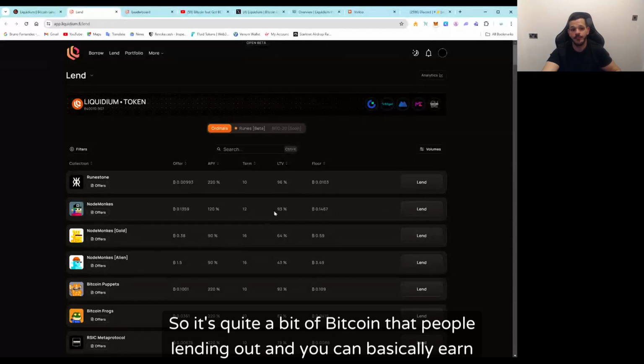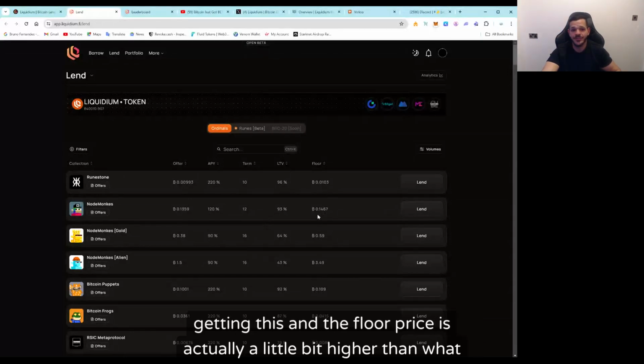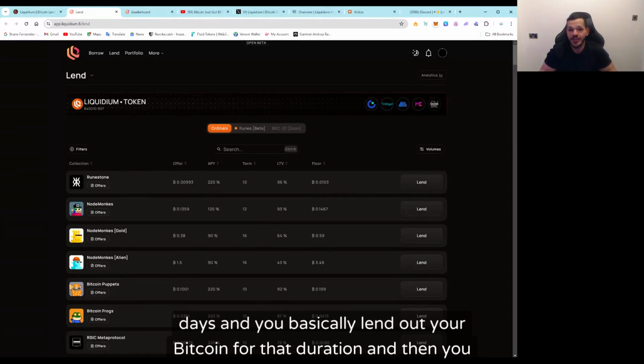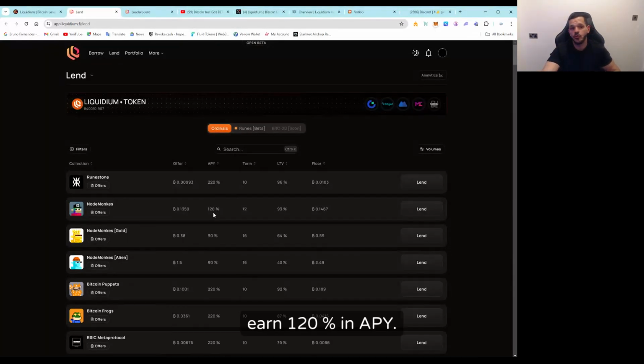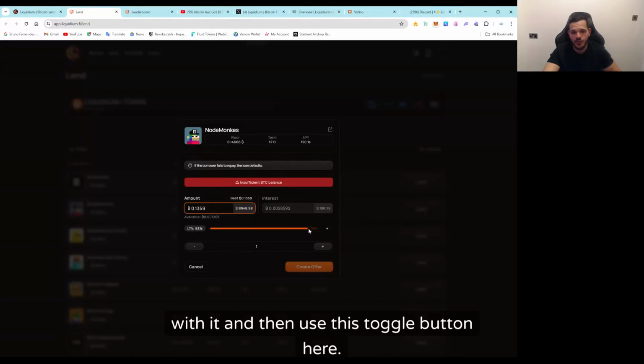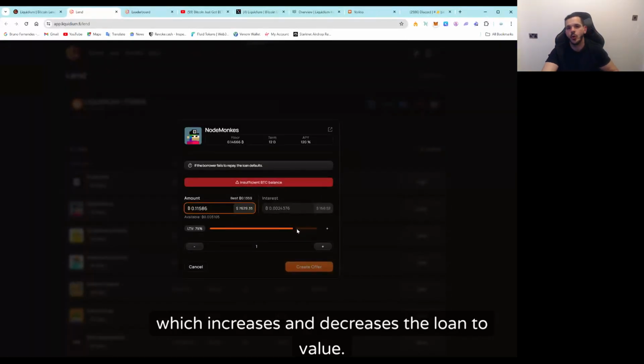And you can basically earn by getting this. The floor price is actually a little bit higher than what people are offering, at 0.1467 BTC. Their term is basically they're lending out their ordinals for 12 days. You lend your Bitcoin for that duration, and then you earn 120% APY. So we click on there, and you can see the term is 12 days. If you're happy with it, use this toggle button here, which increases and decreases the loan to value.